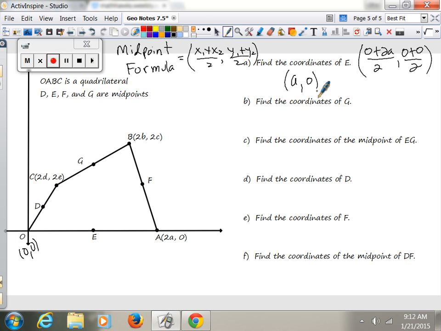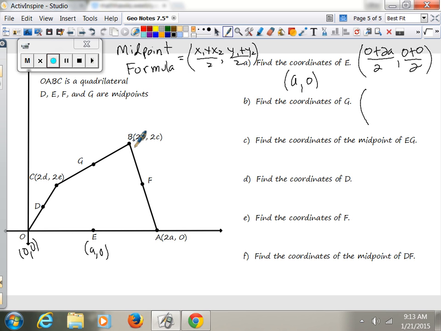So A, 0 is this point E down here. So this right here is A comma 0. And you can see that if it's 2A, half of that would just be A. So it is the midpoint. Find the coordinate of point G. G is the midpoint of C and B.